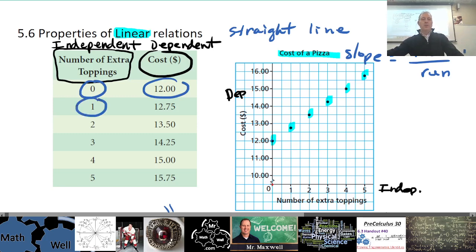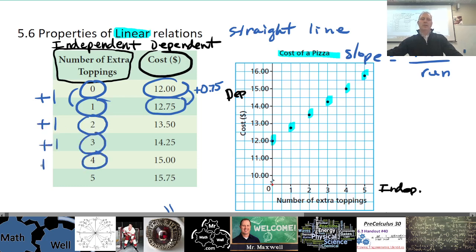With 1 topping, the total cost would be $12.75. Now you could do a quick calculation right now: you've gone up 1 topping, and you've gone up how much in cost? Yeah, 0.75. Okay, that's cool. If we do this over and over again, what we would see is that we would be adding 1 topping each time, up to 5 toppings.